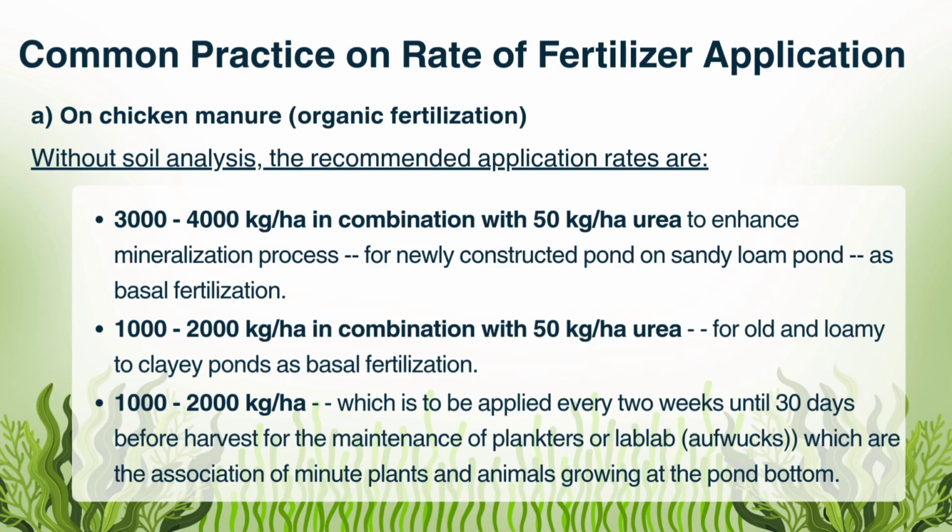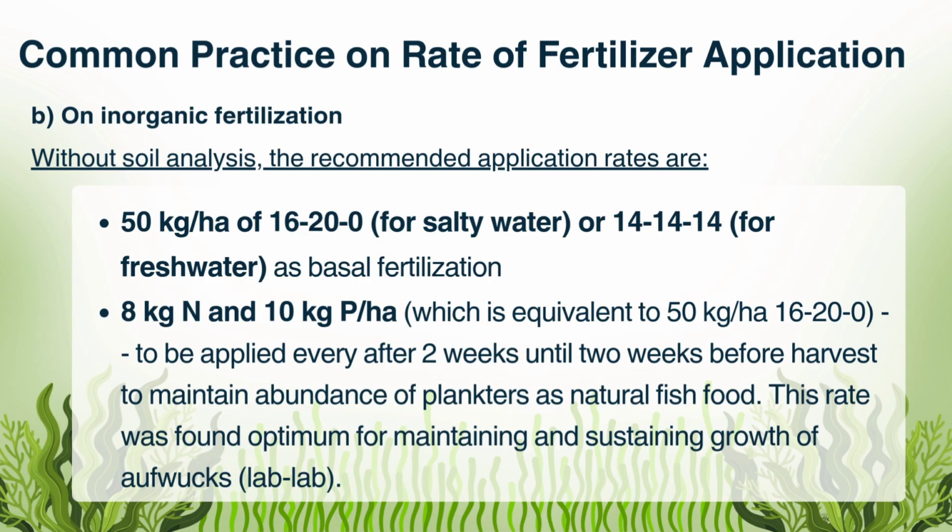better fish productivity. For inorganic fertilization naman, when no soil analysis is available, a basal application of 50 kilograms per hectare of complete fertilizer is recommended. Use 16-20-0 for brackish salty water ponds and 14-14-14 for freshwater ponds. So this provides essential nutrients, particularly nitrogen and phosphorus, which stimulates the plankton growth.